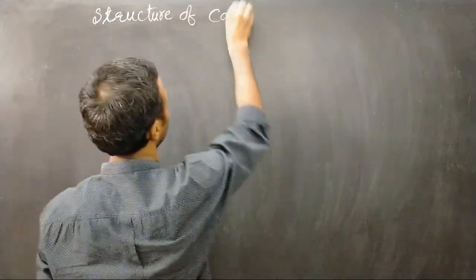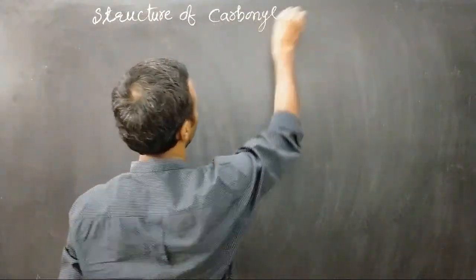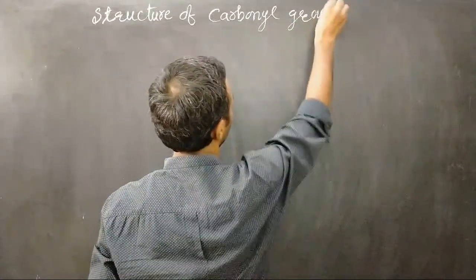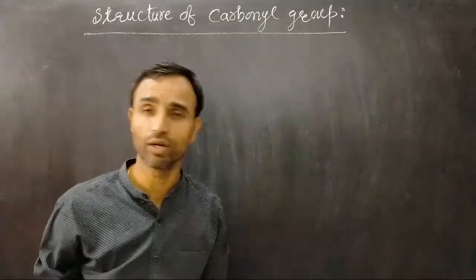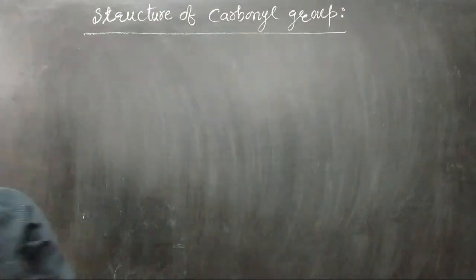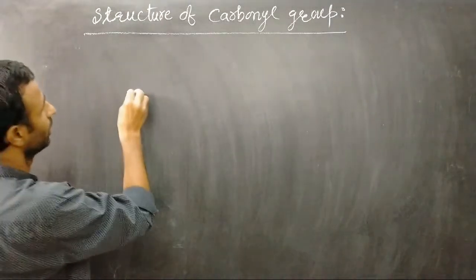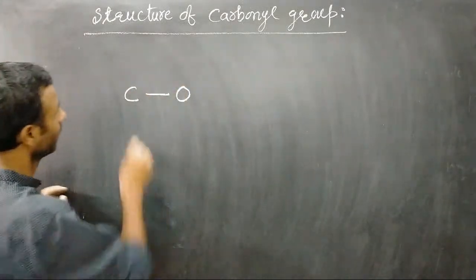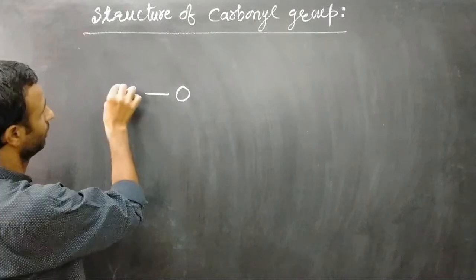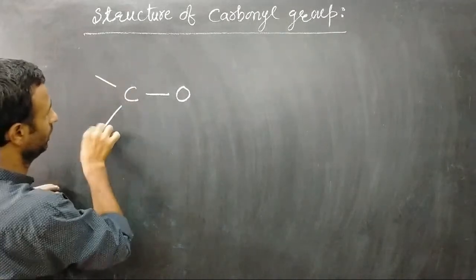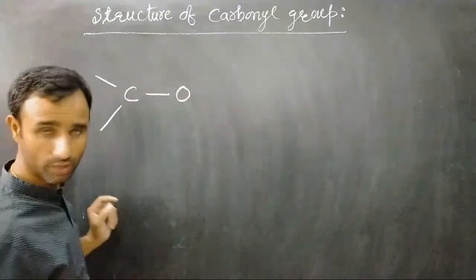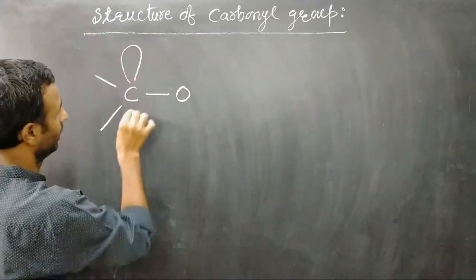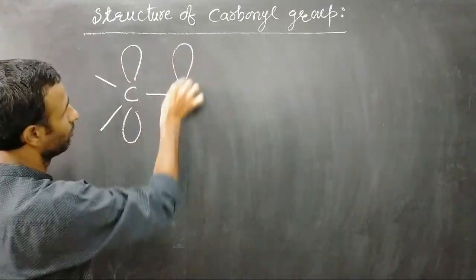Structure of carbonyl group. In carbon and oxygen, carbon forms 3 sigma bonds and there is one pi bond.